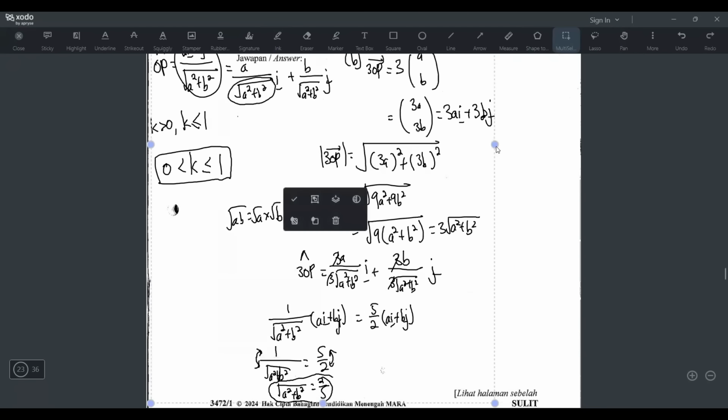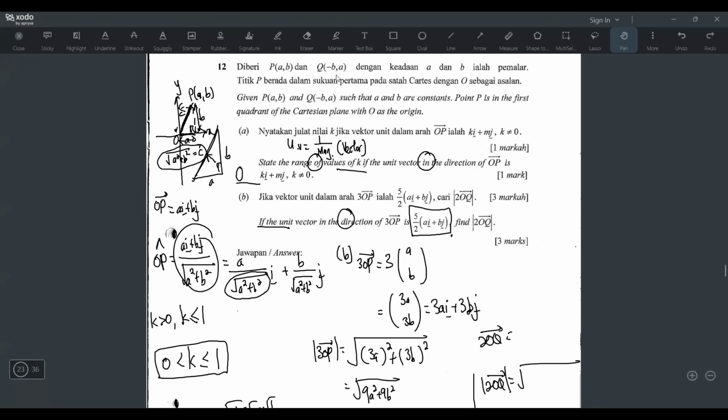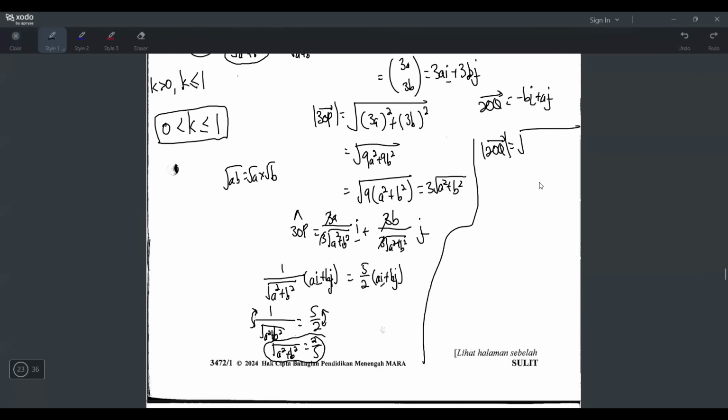So now I will try to do the magnitude of 2OQ. I don't have enough space, so I'll do it here. Magnitude of 2OQ will be square root. First, what is the 2OQ vector? We all know the OQ vector is negative BI plus AJ, because Q is negative BA, somewhere in the second quadrant here. From O to Q will be negative BI plus AJ. And when you find the magnitude, you take bracket square plus bracket square, and the bracket inside is negative b and a, and later you can use this to help you substitute inside.